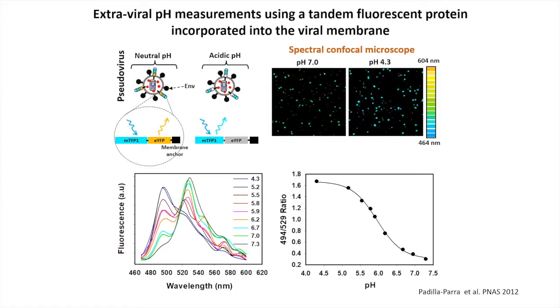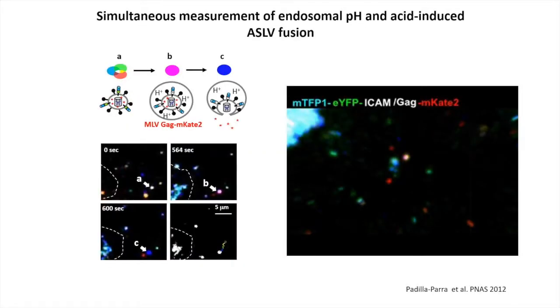You get your calibration curve, and from that, you could actually measure the pH around single particles, in this case with 3 color measurements. Red is the red fluorescent protein trapped in the virus, and then the tandem fluorescent protein with blue and green on the surface. This is the pH sensor, and this is the content marker that will report the pore fusion.